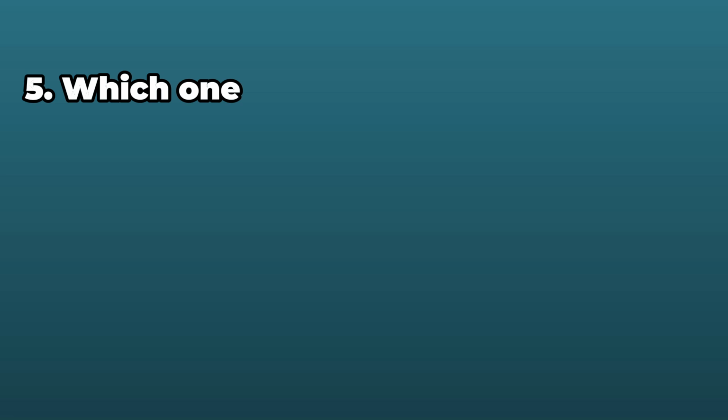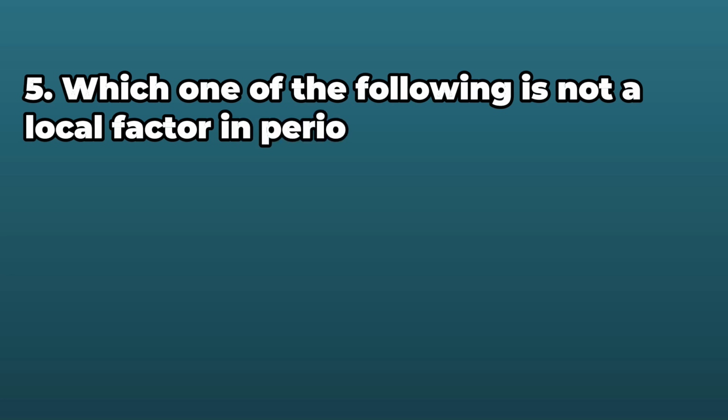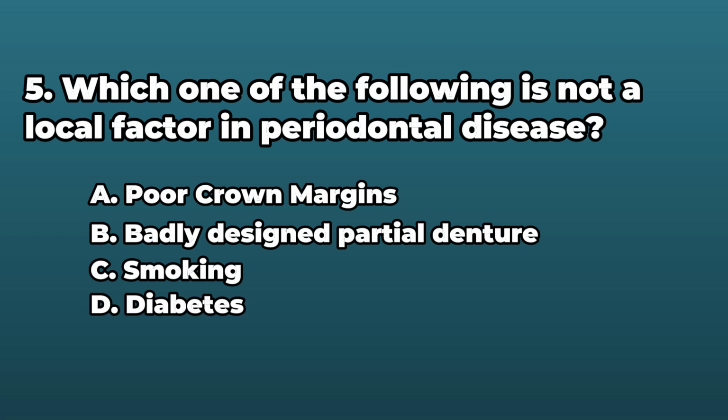Now, for our last question in this video, which one of the following is not a local factor in periodontal disease? Yeah, this is just a straight knowledge question. Is it A, poor crown margins, B, badly designed partial denture, C, smoking, D, diabetes, or E, mouth breathing? So straight away you can say 3 of these are definitely local factors. The crown margins, the partial, and the mouth breathing, those are all things local to the mouth.